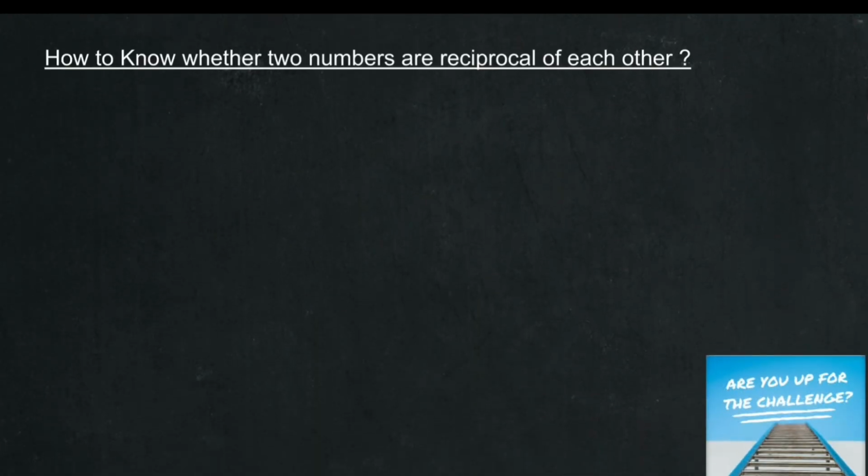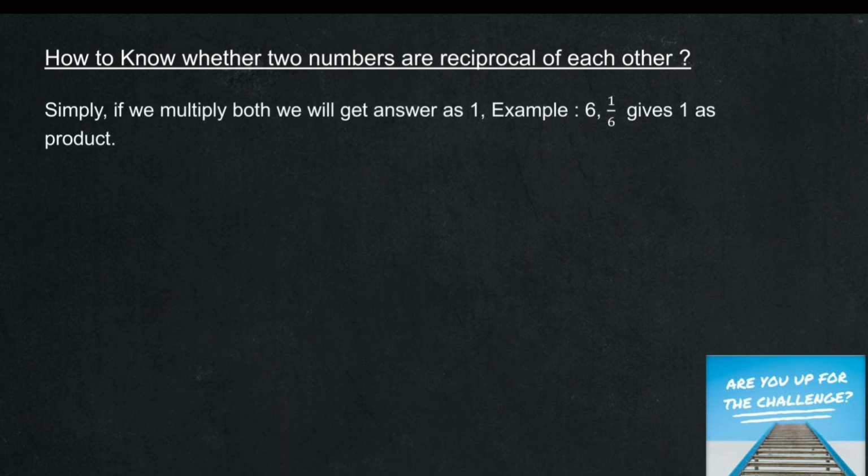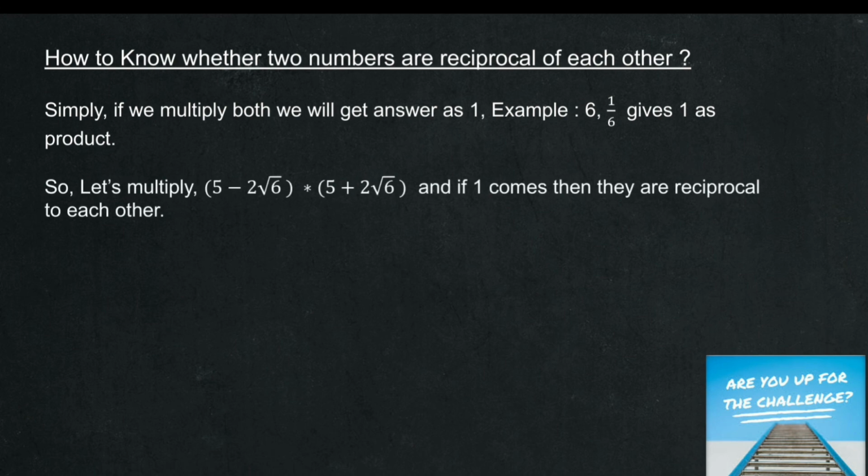So how to know whether two numbers are reciprocal to each other or not? Simply, if we multiply both the numbers to each other, we will get 1. Like 5 and 1 by 5: 5 into 1 by 5 is simply 1. x into 1 by x is 1. So let's multiply these two numbers, and if we get 1, then they are reciprocal to each other.